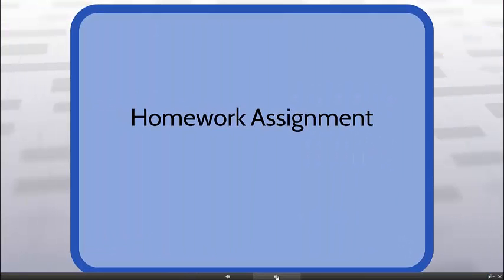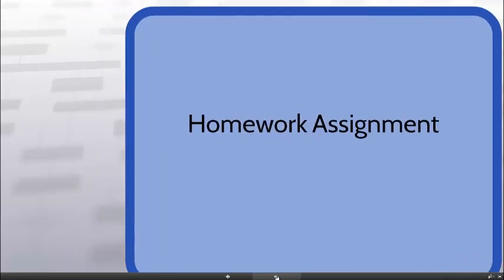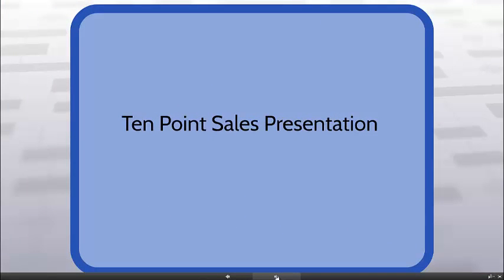Homework assignment. You're going to have 3 homework assignments, so pay attention. I want you to work on your 10-point sales presentation. You're going to number them from 1 through 10. You're going to put down what you're going to say to the parents, the benefits and values of Woods Recruiting, how it works. You're going to follow that up with a question. You're going to do that 10 times. How does it work? Because they don't know.